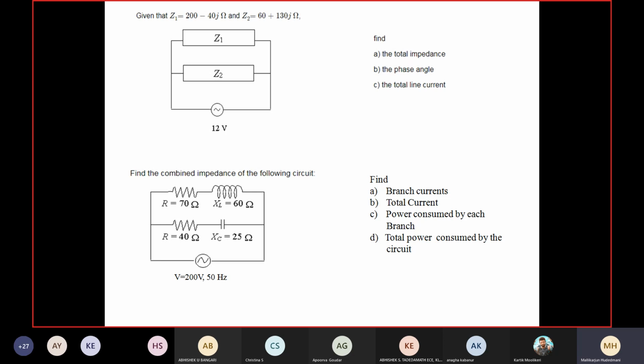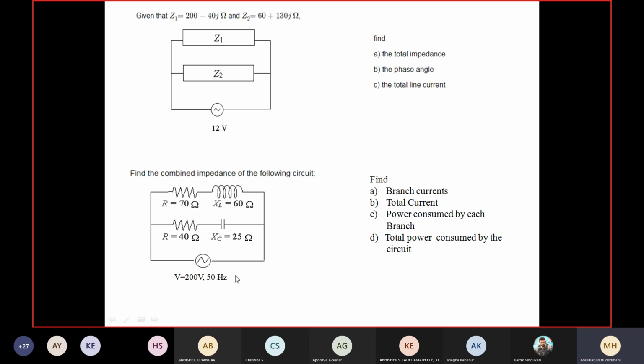So again, I have one simple example. Given two impedances Z1, Z2 connected to a certain 12 volt supply. Find the total impedance of these two. Z1 is given, Z2 is given. Then find the phase angle, the total power factor angle. V divided by Z1, you will get I1. V divided by Z2, you will get I2. Add these two, it will become I. The angle of I with respect to V is the power factor angle. Total current is nothing but I1 plus I2.